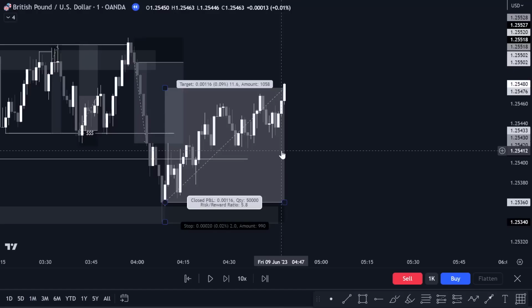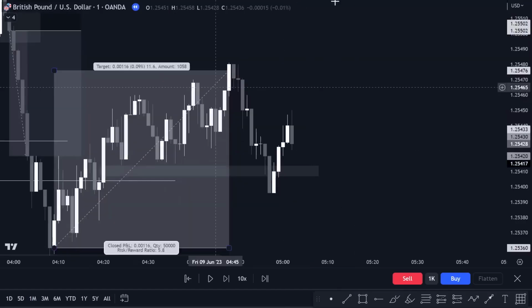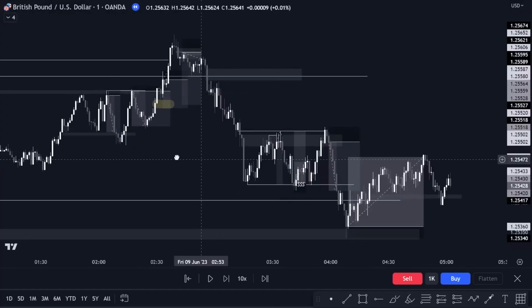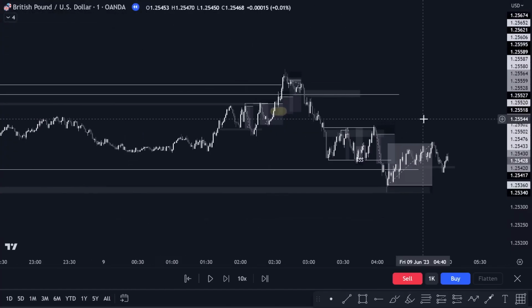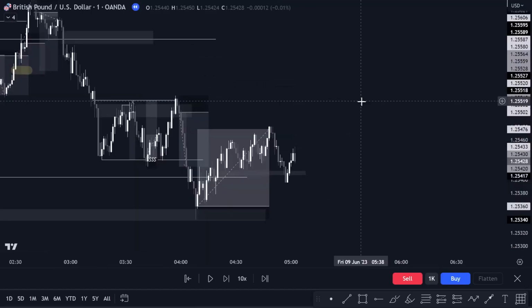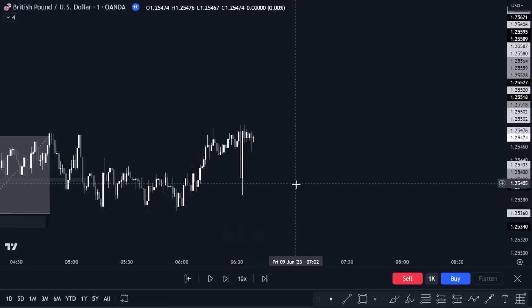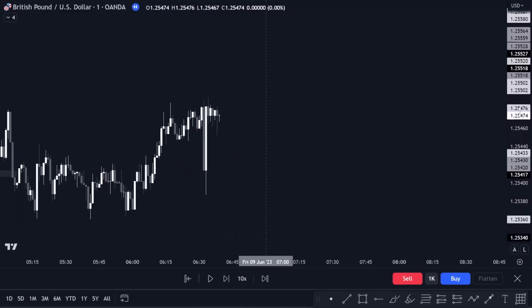So it's almost 5 a.m. here, which is London kill zone. Now we're gonna move to New York session. We already had some good trades on London here, London kill zone. A lot of trades, and we're gonna move to New York now. Okay, so this is 7 a.m. here. So this is the start of New York kill zone.